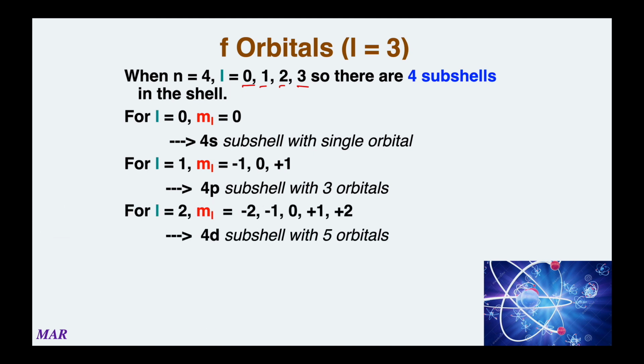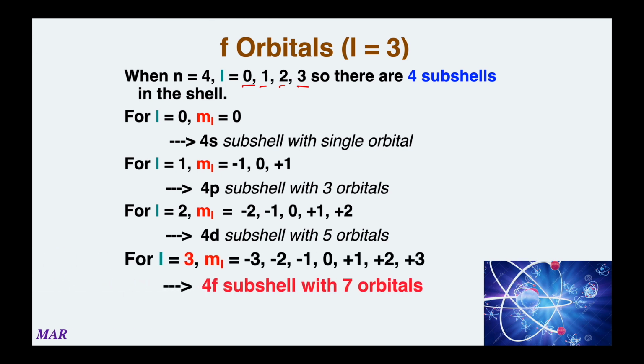L equals 2 at this point means m sub L goes from -2 to +2, 5 m sub L values, 5 orbitals in the 4d subshell, and the new player on the block, L equals 3. If L equals 3, m sub L goes from -3 to +3, those are 7 possible values. This is the 4f subshell with 7 orbitals.